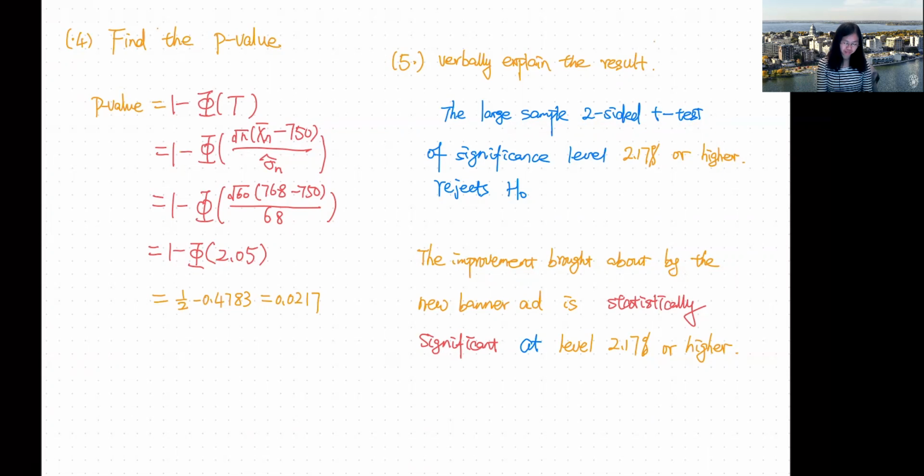And in more practical terms, you should say the improvement brought about by the new banner is statistically significant. So the improvement brought about by the new banner is statistically significant at level 2.17% or higher. So these are the two ways to verbally explain your result. One more literal and one that's more understandable for common people.